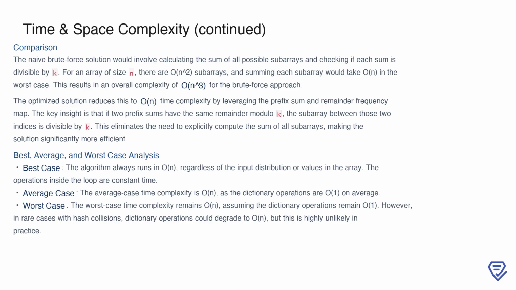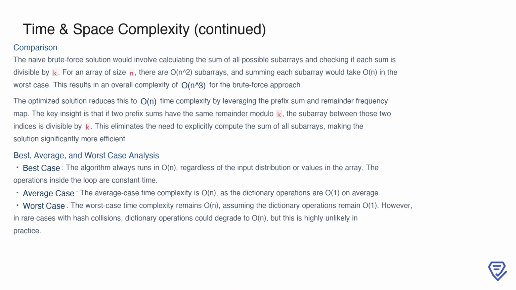In contrast, our optimized solution reduces the time complexity to O(n) by using the prefix sum and remainder frequency map. The key insight here is that if two prefix sums yield the same remainder modulo k, the subarray between those indices is divisible by k. This eliminates the need to compute the sums of subarrays explicitly, making the algorithm much faster.